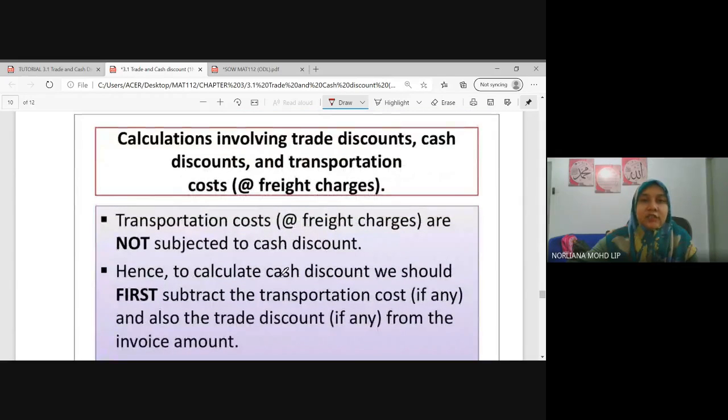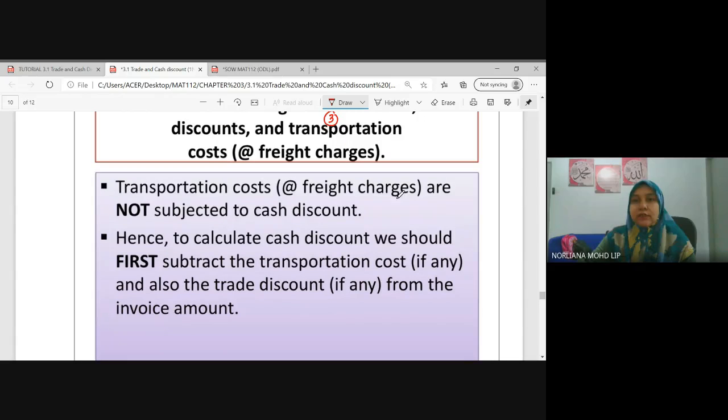Okay, the calculation involving the trade discount, cash discount and transportation costs or freight charge. Kalau soalan melibatkan tiga, ada trade discount, cash discount dengan transportation cost. Transportation cost or freight charge are not subjected to the cash discount. Hence to calculate the cash discount, we should first subtract the transportation cost, if any, and also the trade discount, if any, from the invoice amount.